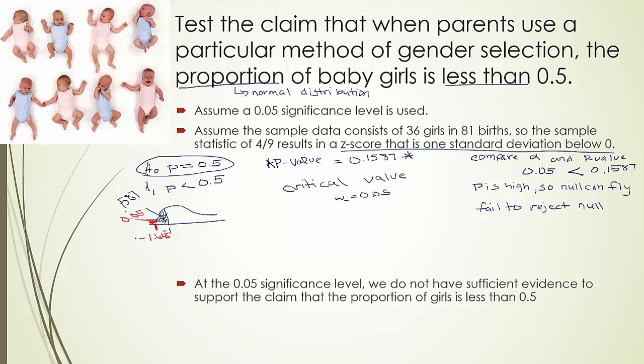If we were looking at the critical value, because our test statistic is not in this critical area, we don't think that our data is all that rare, and so we would reach that same conclusion if we used the critical value method. All right, let's look at a second example.